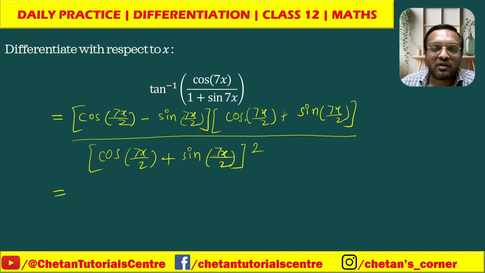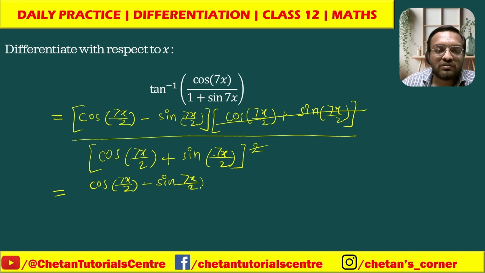Now here you can see that cos 7x upon 2 plus sin 7x upon 2 in numerator and cos 7x upon 2 plus sin 7x upon 2 bracket square in denominator, one term will get cancelled. So I will be left with cos 7x upon 2 minus sin 7x upon 2 divided by cos 7x upon 2 plus sin 7x upon 2.